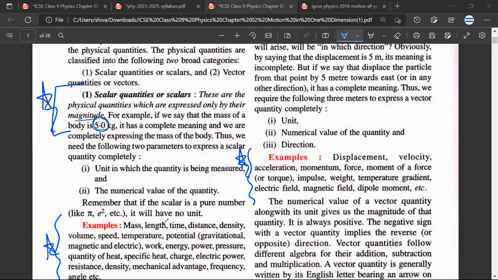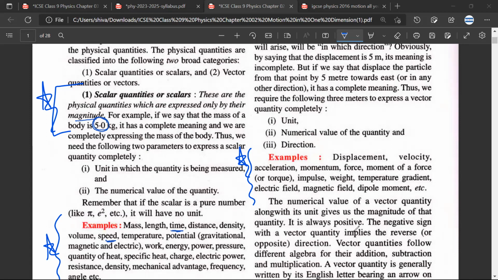Another very common example of a scalar quantity is time. If I ask you the time, you just need to tell me the time. That is it. Another very common example taken for scalars is speed. If I ask you what is the speed of the car, you will tell me that it is 60 kilometers per hour.